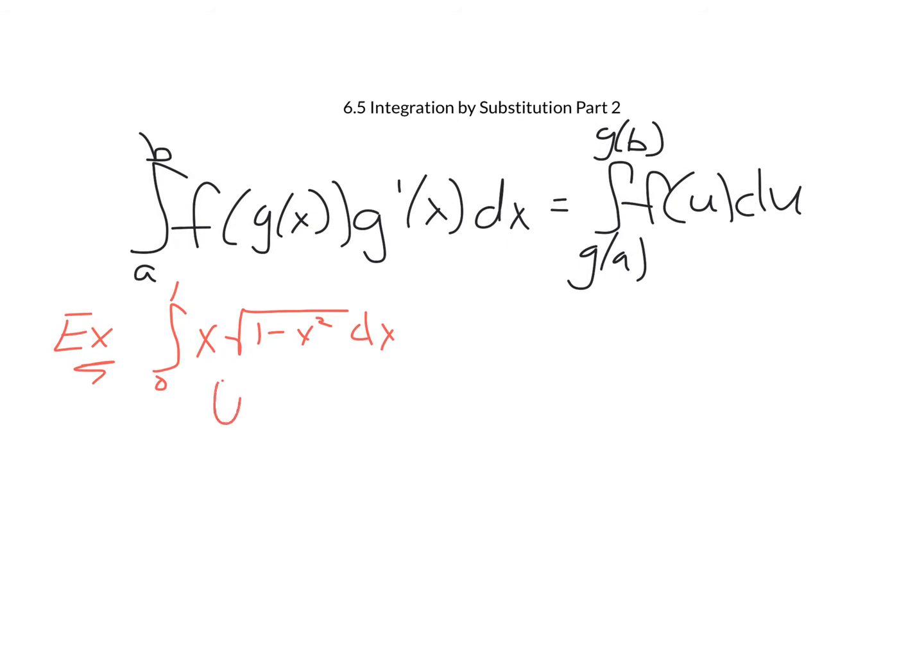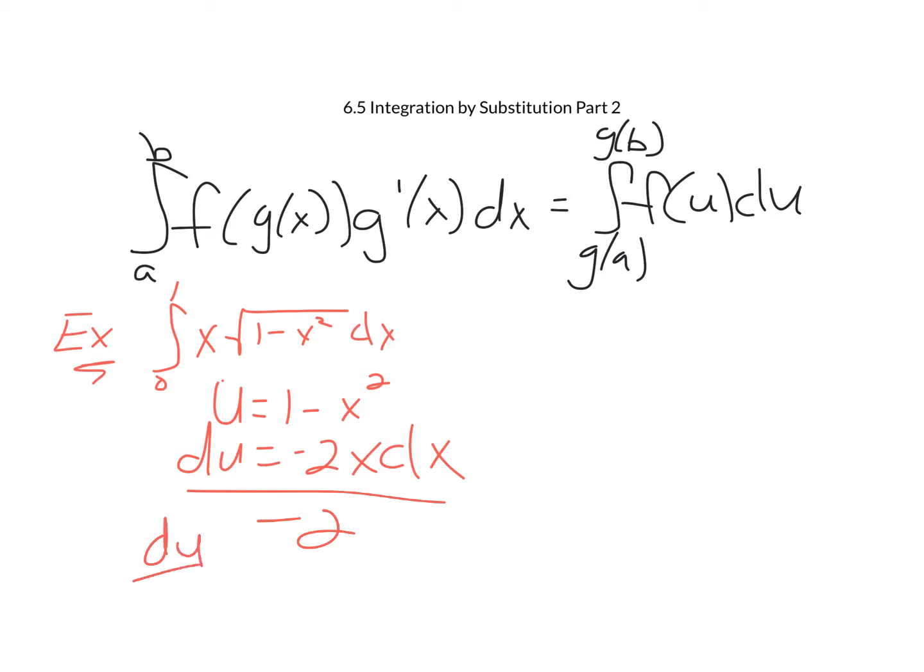So let's make u equal to 1 minus x squared and du equal to negative 2 dx, right? So we need to get x dx alone, because this is where we are at, right here and right here. So divide by negative 2, get du over negative 2 equals x dx. So we plug that in. So you're going to get the integral from 0 to 1 of the square root of u du over negative 2.